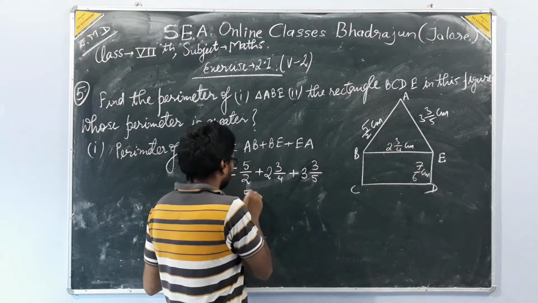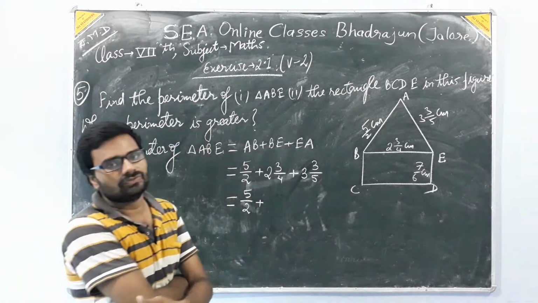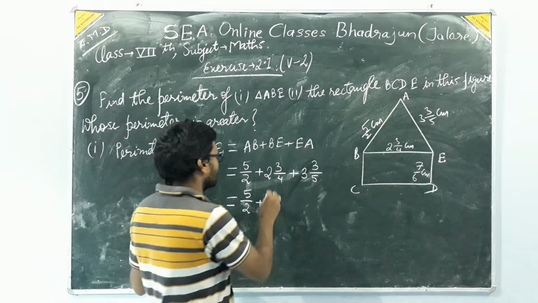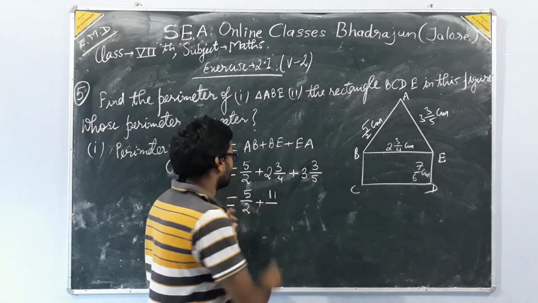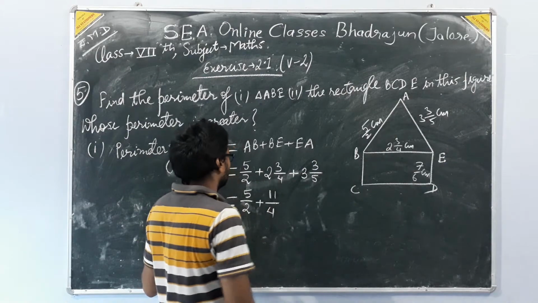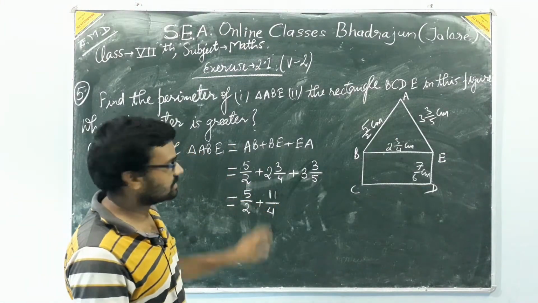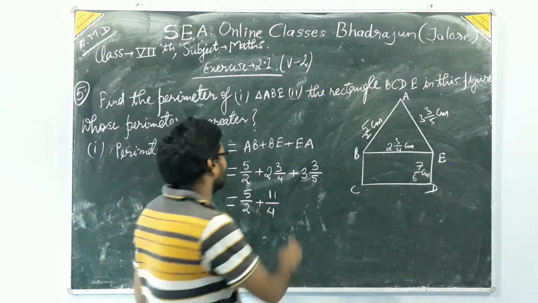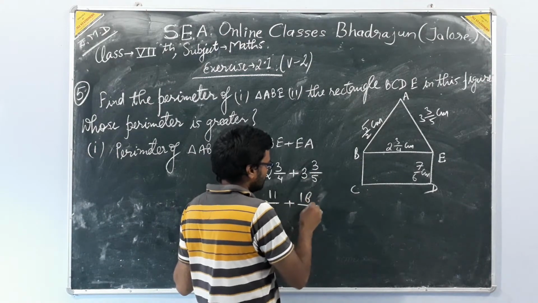Okay, now this is equal to 5 upon 2 plus 4 multiplied with 2 is 8, 8 plus 3 is 11, so 11 upon 4, plus 5 threes are 15, 15 plus 3 is 18, so 18 upon 5.